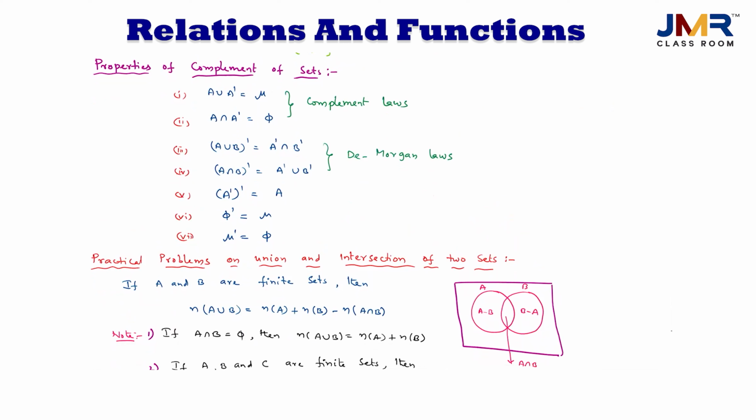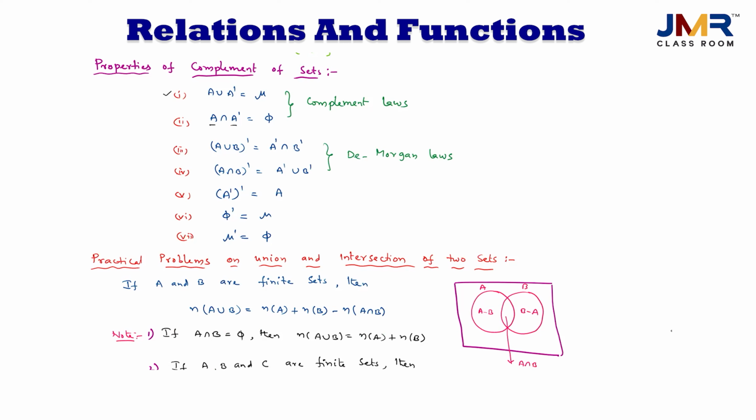Now properties of complement of sets. First one, A union A complement equals mu, because A and mu minus A together give mu only. A union A complement equals mu. A intersection A complement, A and not A, there are no common elements. So A intersection A complement is always phi. These two properties are called complement laws. A union A complement equals mu. A intersection A complement equals phi.